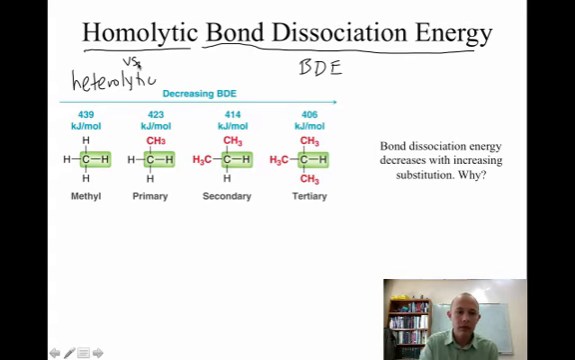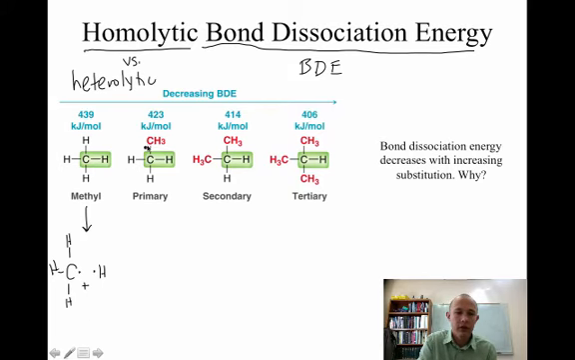Okay, so let's imagine what would happen if we broke this bond and we gave 1 electron to this hydrogen and 1 electron to this carbon. Well, what we would get is a methyl radical and a hydrogen radical. So we would get these 2 species, right?